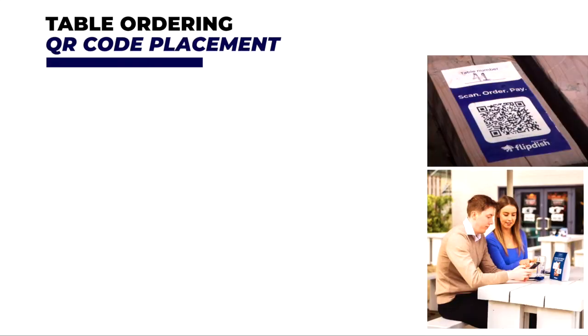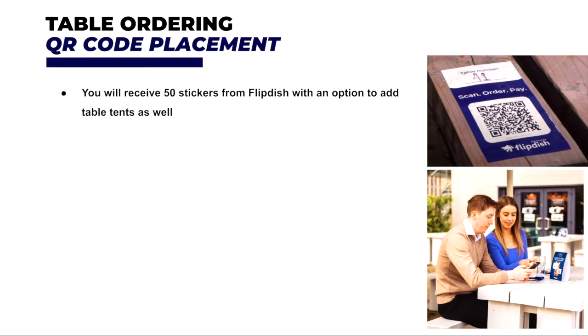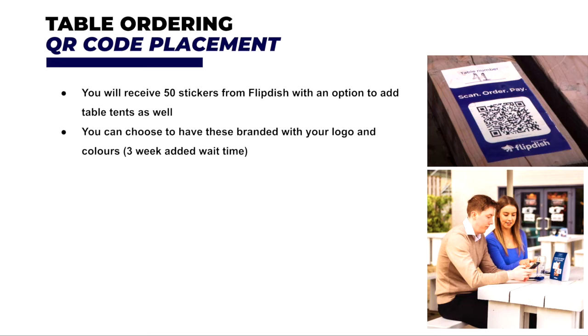Okay, now let's talk about QR code placement. You'll receive 50 stickers from Flipdish with an option to add table tents as well. You can choose to have these branded with your logo and colours. However, there will be an added 3-week wait time for branded content.